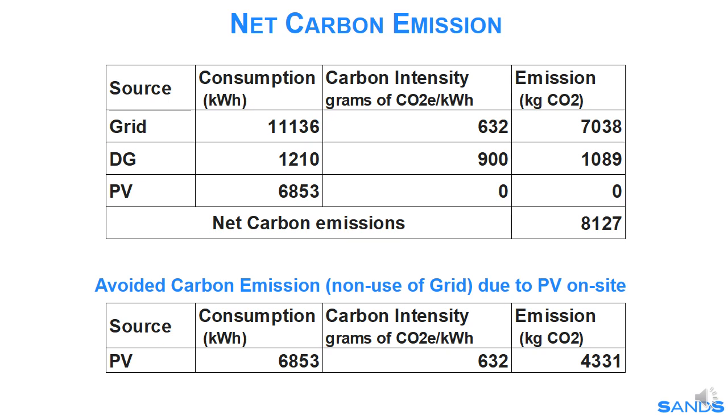As the industry utilized PV source to the extent of 6,853 units in lieu of grid power, the avoided carbon emission works out to 4,331 kgs of carbon dioxide. Hope we have given you an overview of the calculations involved in the computation of net carbon emission.